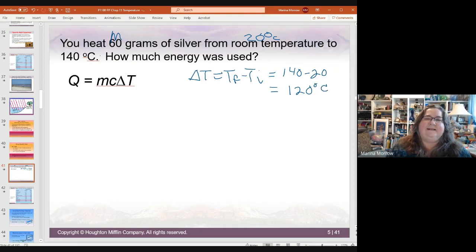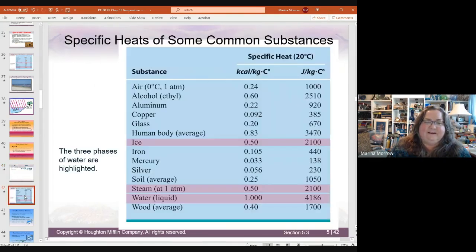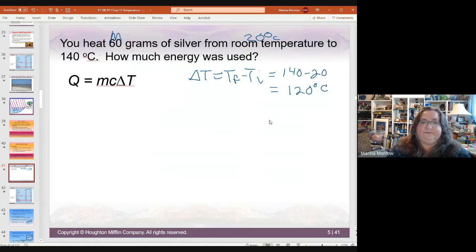And the other thing I need is the specific heat capacity of silver. So for that, I'd have to look on a list. If you'll notice, you have specific heat capacities for 5 substances on your equation sheet. Those will be the ones that will be used in the next test, or on your quizzes. So they're on your equation sheet. So for silver, the specific heat capacity is 0.056. It's very small. Silver heats up very fast.